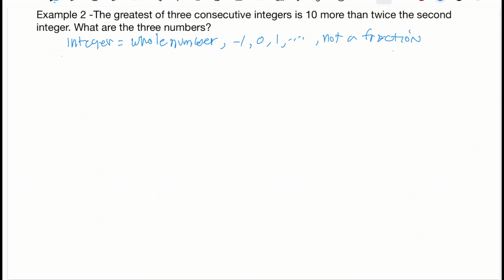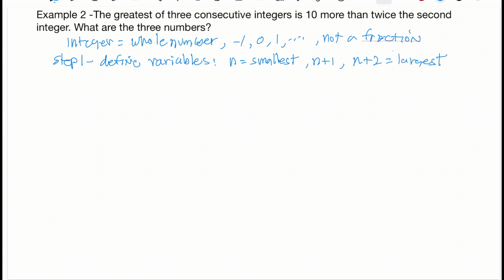Now in our solution, step 1 is we want to define our variables. So the problem statement tells us that there's 3 numbers, and they're consecutive. So n will be the smallest, n plus 1 will be the middle number, and n plus 2 will be equal to the largest. So those are our 3 numbers. They're consecutive integers.